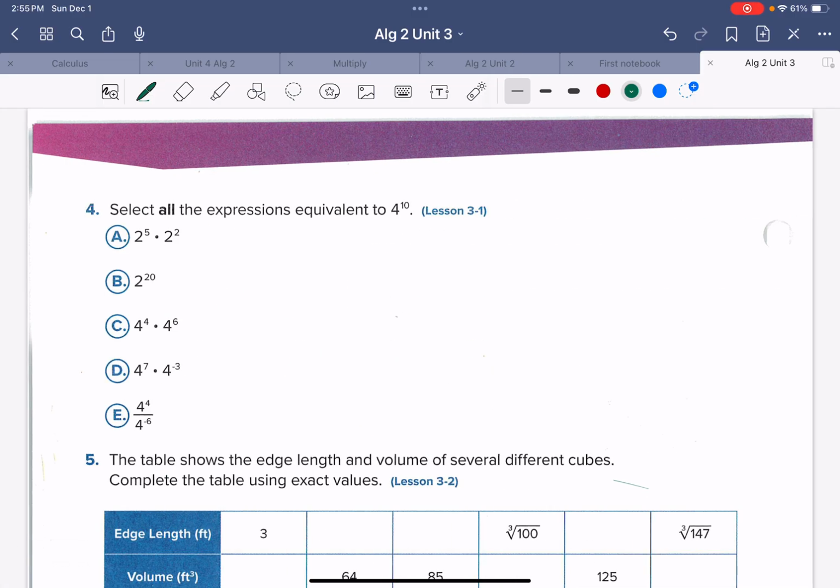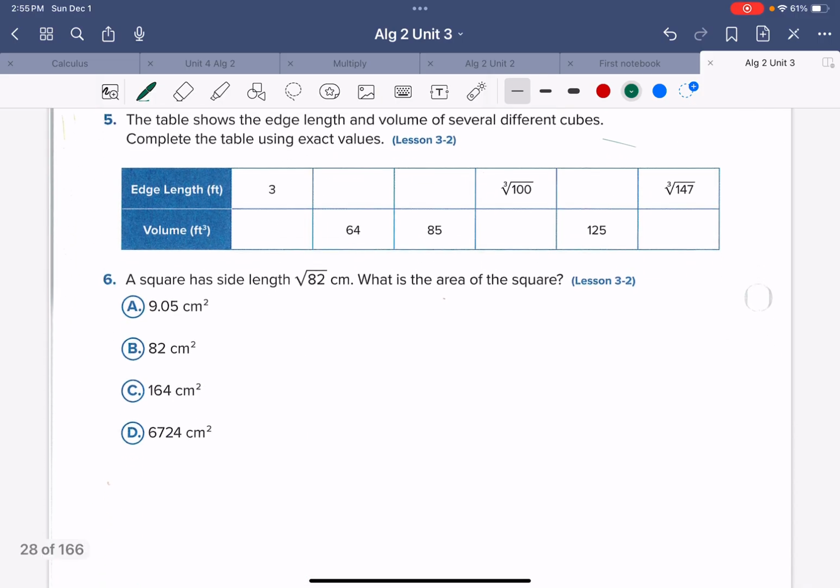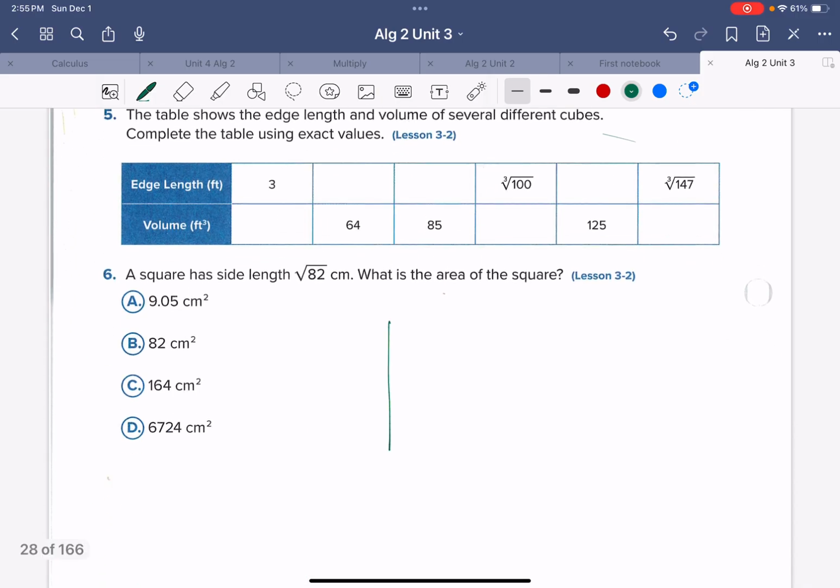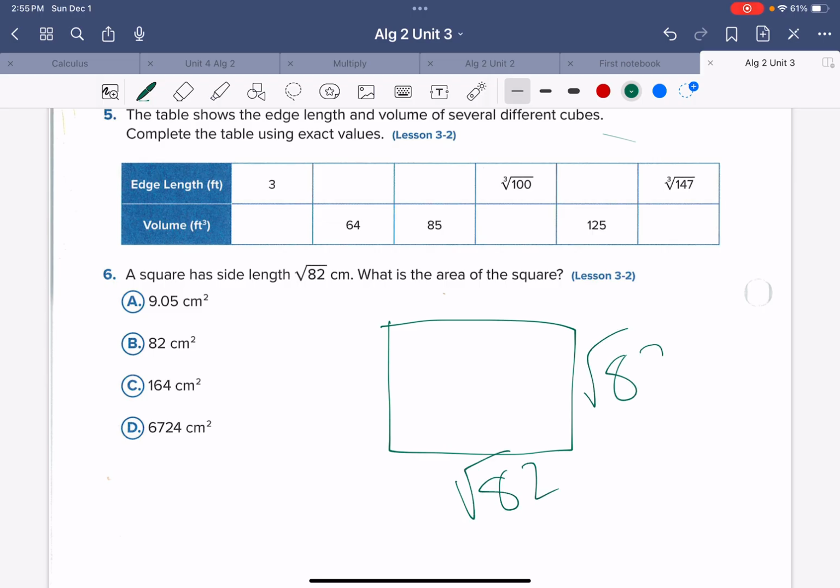Then select all, and this 6 is a review question. So if we have a square, it's not a very good square, is it? The sides are the square root of 82 and the square root of 82. So when you multiply these together, right, you get the area. So it kind of makes sense. You multiply the two sides to get area, and that'll definitely be one of those answers. All right. Try the purple page and turn it in.